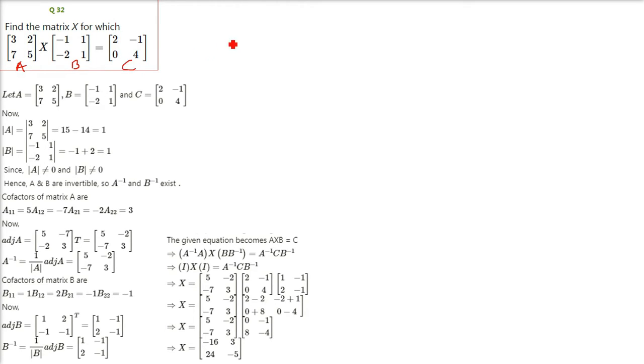So assume them to be A, B, C. So what will be the final expression? AXB equals C. First, we have to eliminate A and B from the left hand side, and they will come on the right hand side. So multiply both sides by A inverse, like this. A inverse into A will be the identity element. Identity XB equals A inverse C.